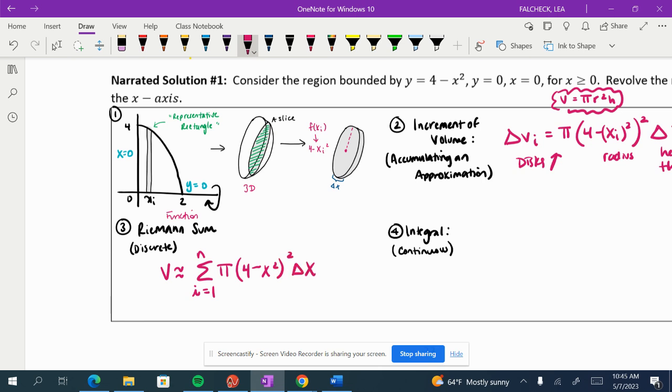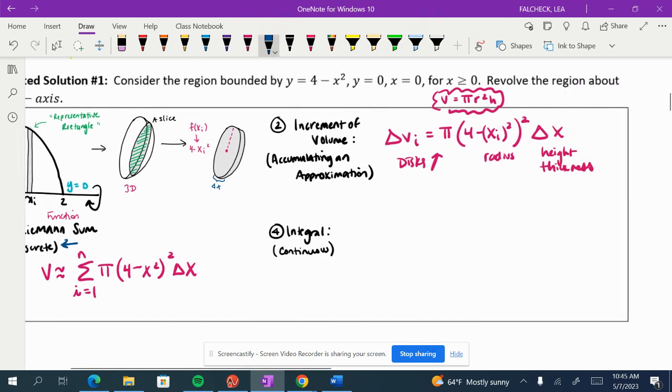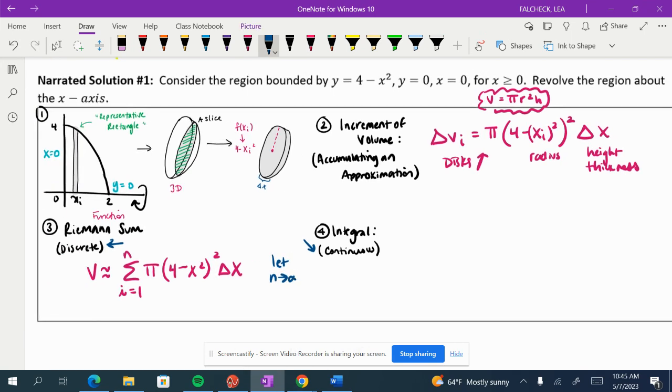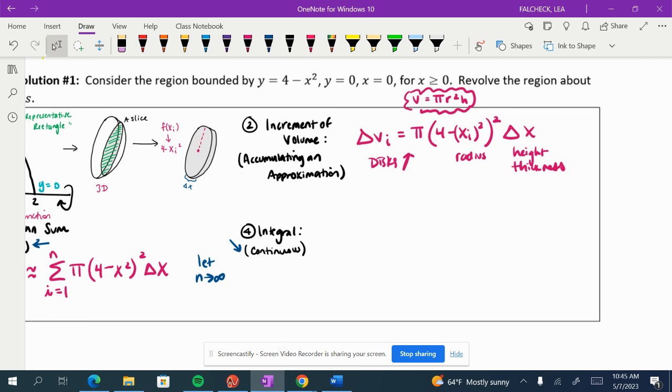Now, why is this an approximation? Because a Riemann sum has discrete inputs. You are starting at 1 and going all the way up to whatever n is going to be. So this is going to be a discrete approximation, therefore it's an approximation. But when we turn it into a continuous integral, we would let n in the Riemann sum approach infinity, and that will obtain the definite integral that will give us the exact volume of the solid. So now we have our exact integral.